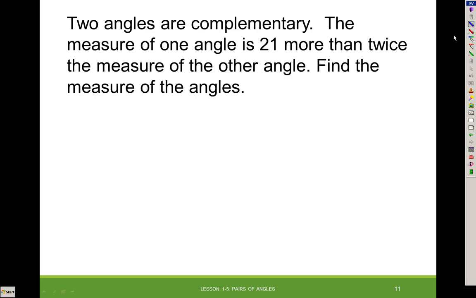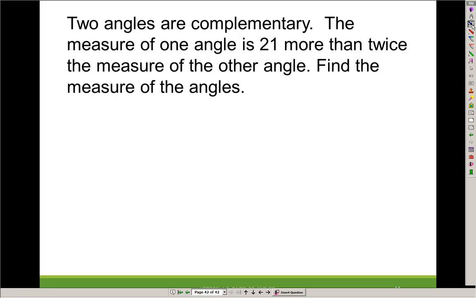So let's finish with a couple of examples here. Two angles are complementary. The measure of one angle is 21 more than twice the measure of the other. Find the measure of the angles. This looks a little bit tricky because they don't tell me either measure. So I'm going to have to find two unknowns. Let's define them. X will be the first angle, and Y will be the second angle. These are their measures, of course.